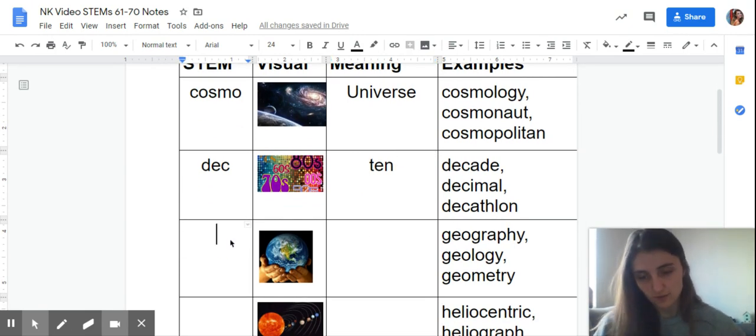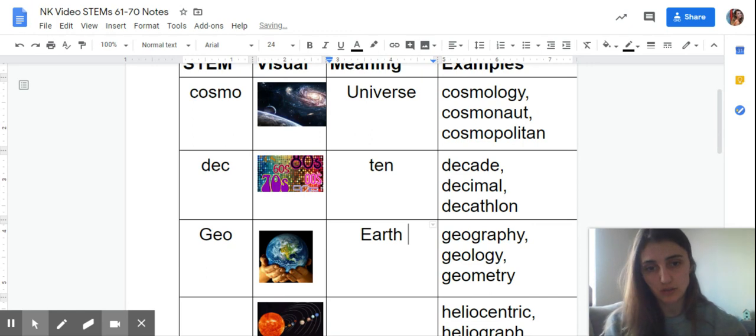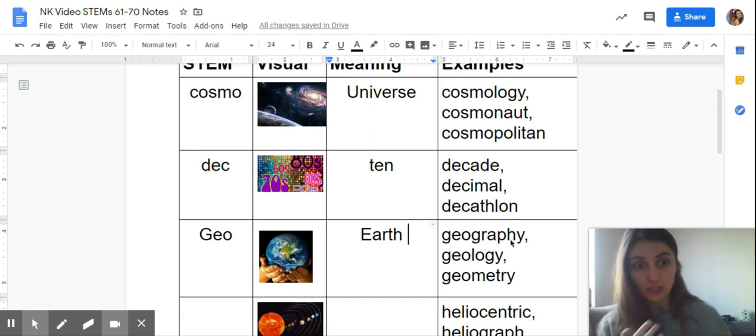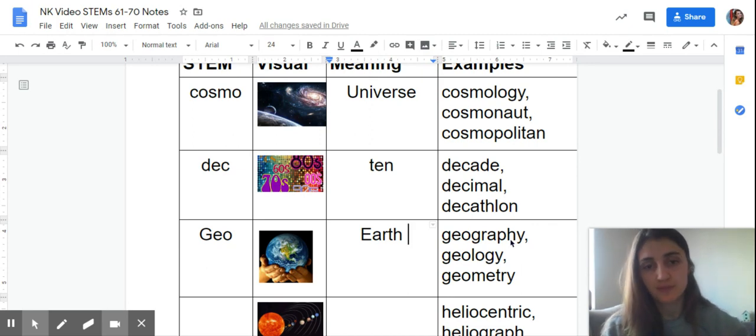Next we have geo. And geo is Earth. You can see that right here in the picture. Some examples are geography, geology, and geometry. So geography, obviously, is all over the earth. The geographical area of, let's say, Kosovo, where I'm from, would be in Eastern Europe. So geo is earth.